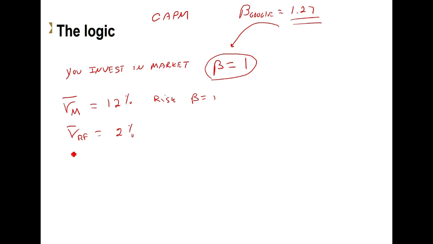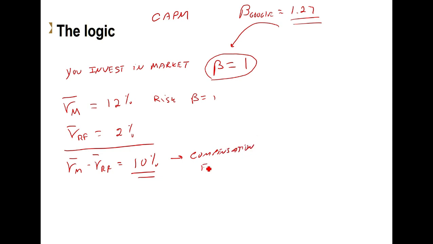So here's my question. What does this difference between the market return and the risk-free rate represent? That difference of 10% in my example, what does that mean? That is the compensation for what? If you invest in a risk-free asset, by definition, you're bearing no risk. So if you invest at no risk, you will get 2%. If you want to invest in a risky security that has a beta equal to 1, how much would you get? You will get 12%. So this 10% is the compensation for bearing a risk equal to 1.